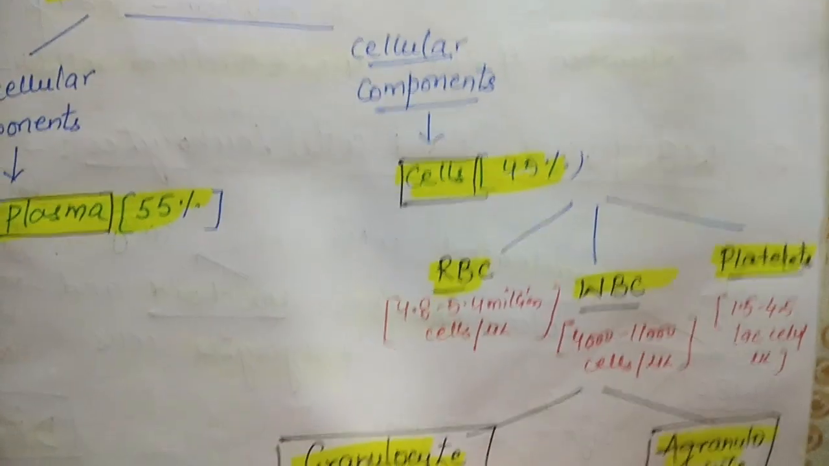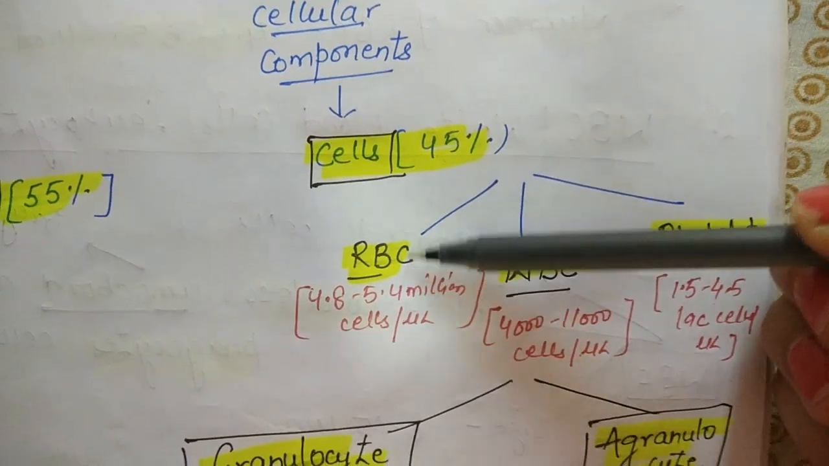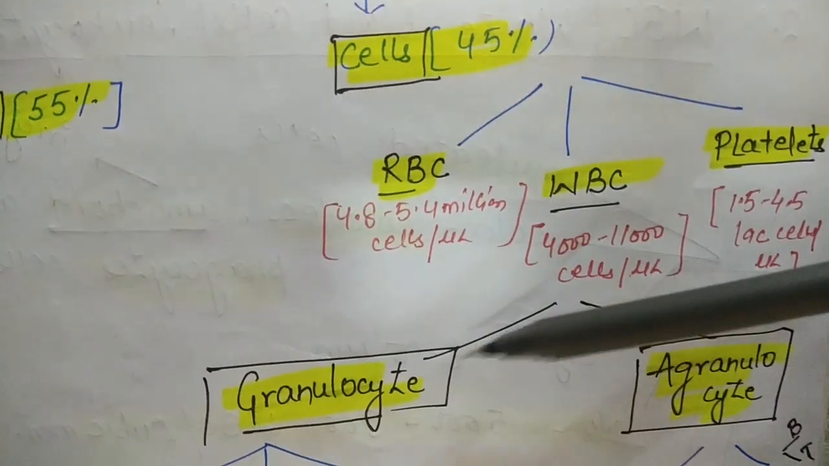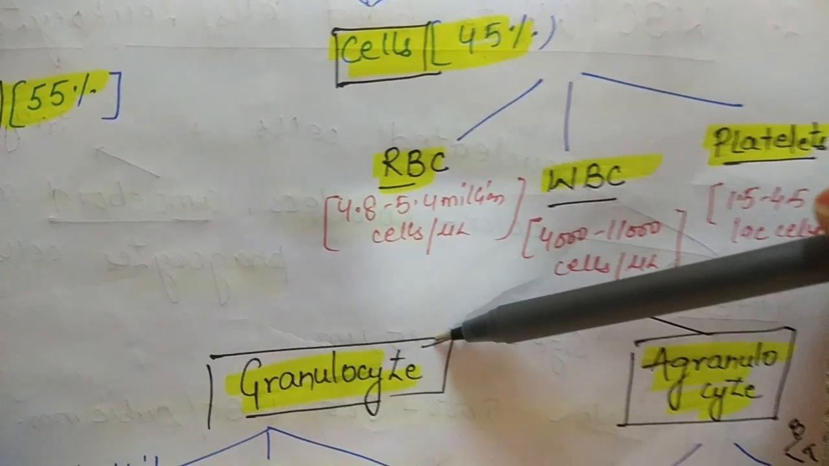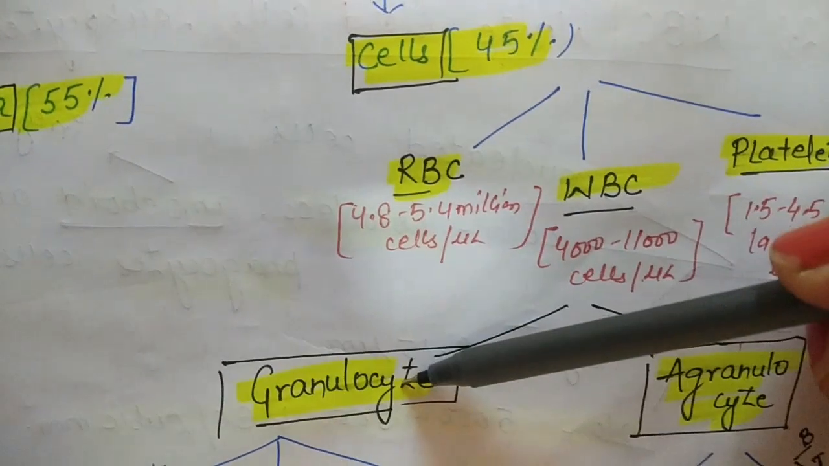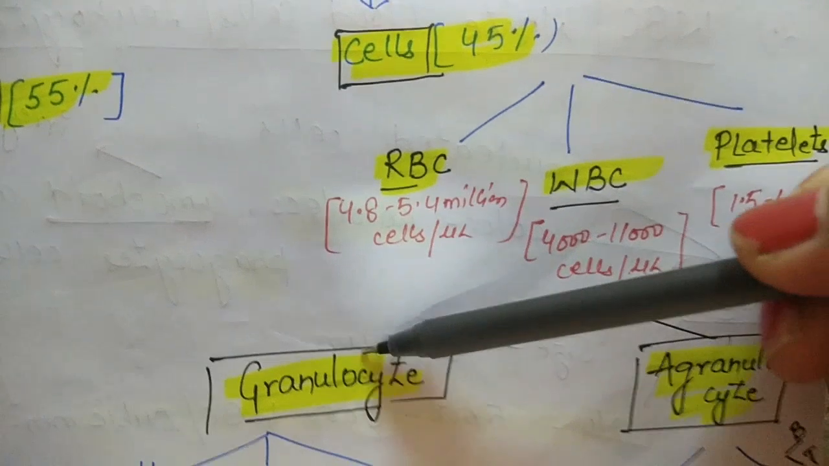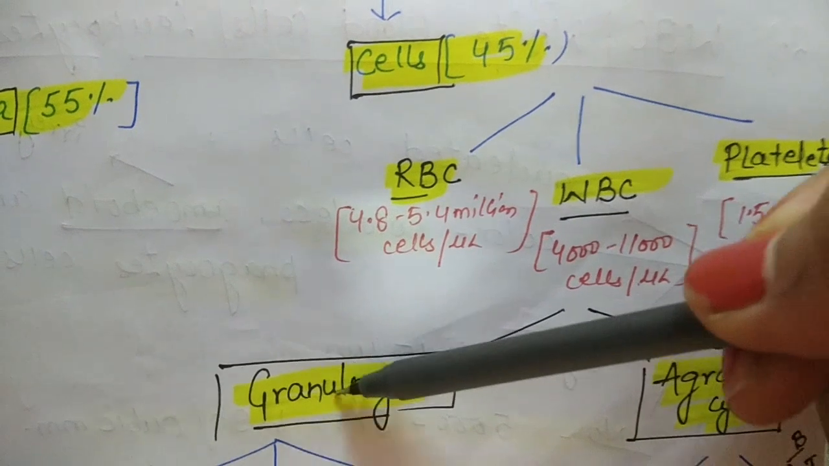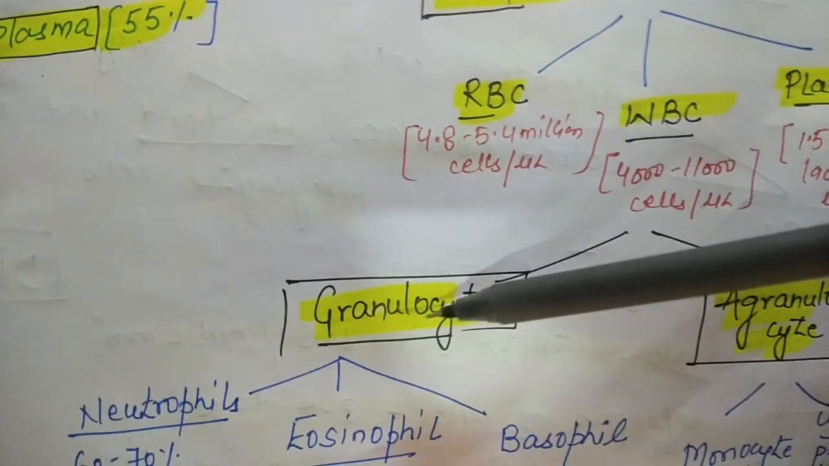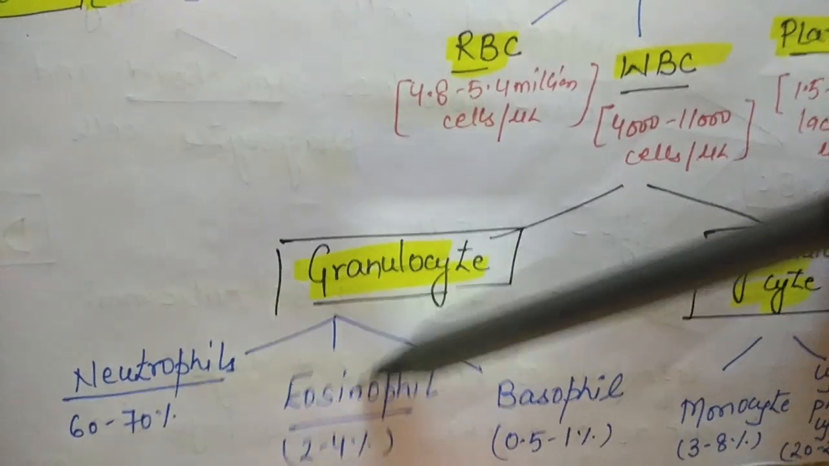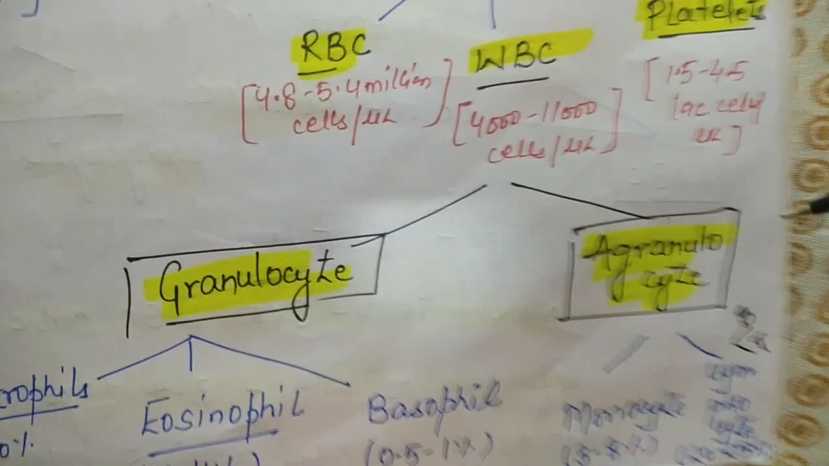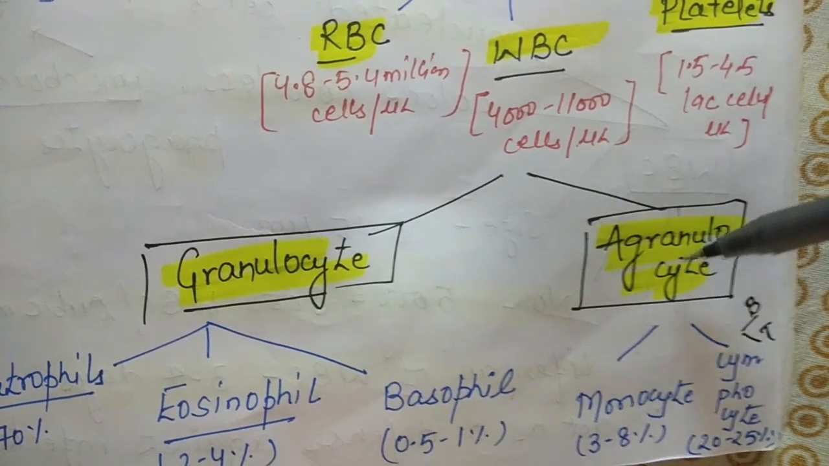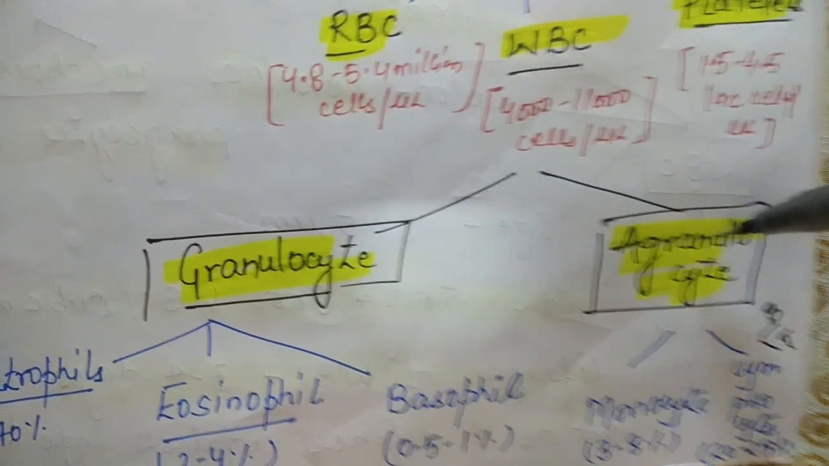In the blood cells, we have three types: RBC, WBC and platelets. The WBC is divided into two parts. One is granulocyte, the second is agranulocyte. Granulocyte means presence of granules. Cyte means cell, granulo means granule. That means the cells have granules. The cells that have granules are neutrophils, eosinophils and basophils. And agranulocytes: A means absent, granulo means granule, cyte means cells. The cells in which granules are absent.